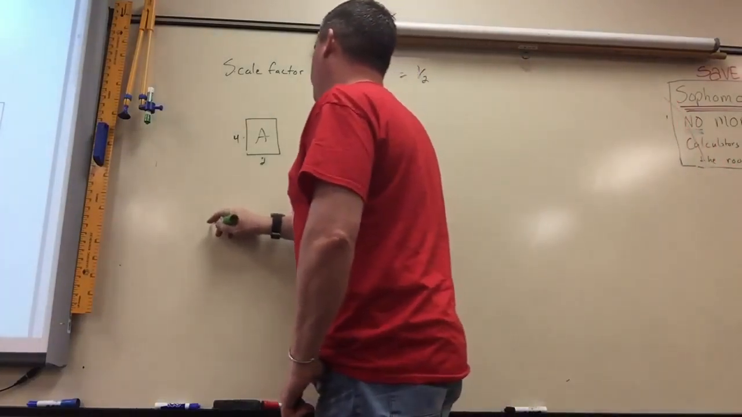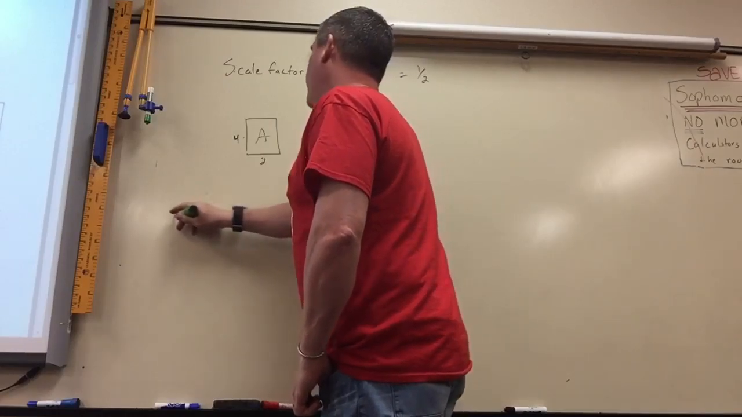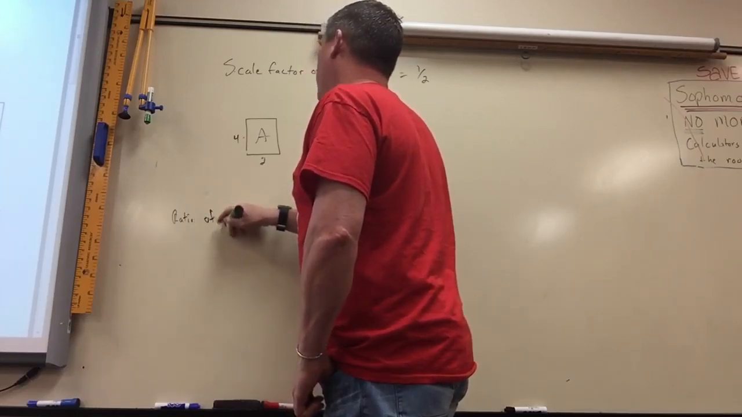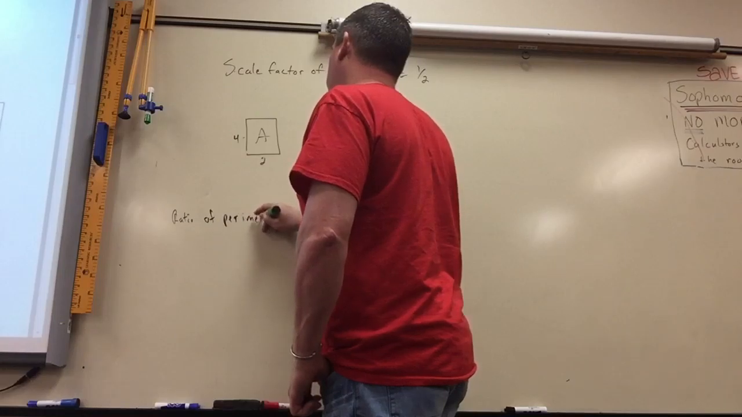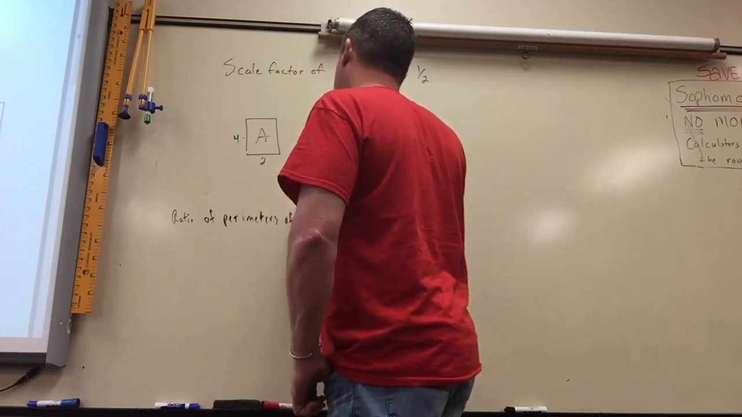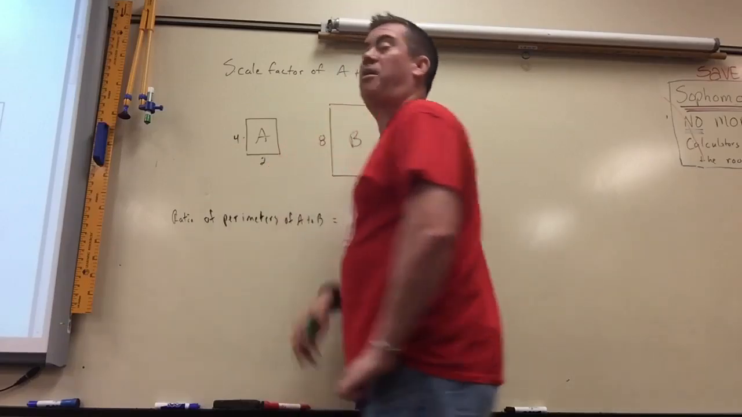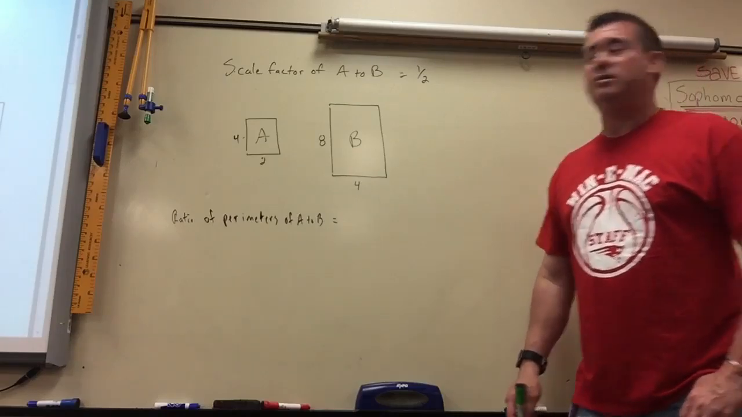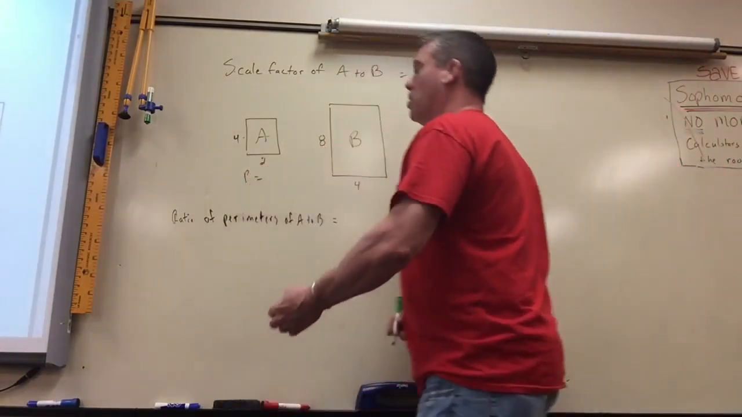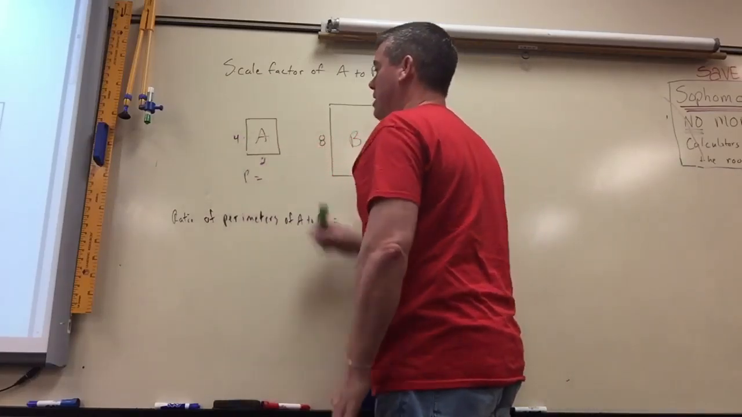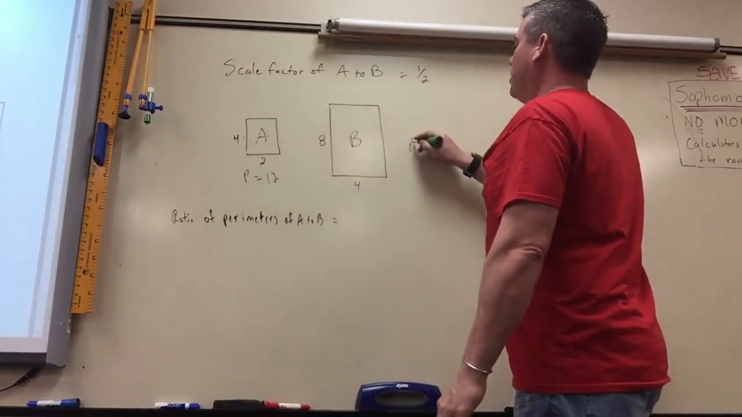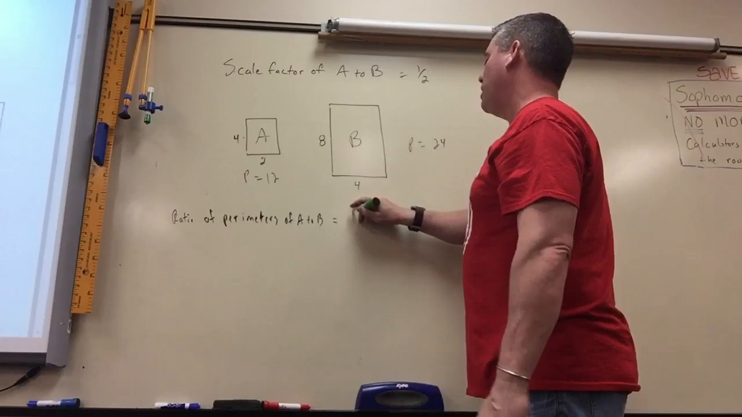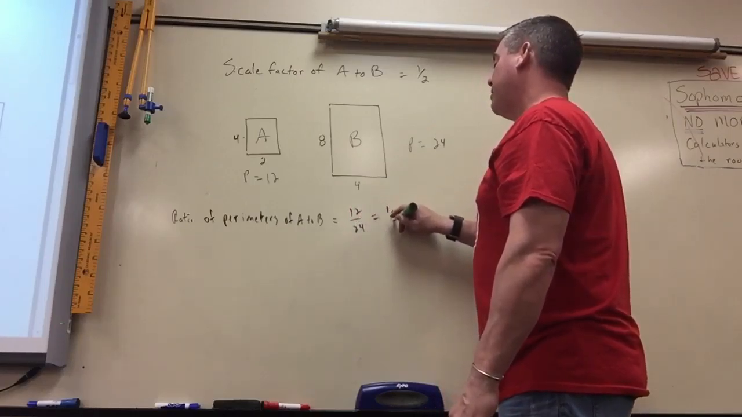Then, if we found the ratio of the perimeters, okay, the ratio of the perimeters of A to B, to find the perimeter of A, you add up all the sides. 2, 4, 2, 4 is 12. The perimeter of this is 4, 8, 4, 8 is 24. So that is 12 to 24, which is 1/2.